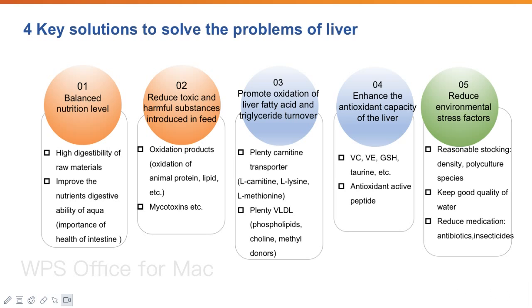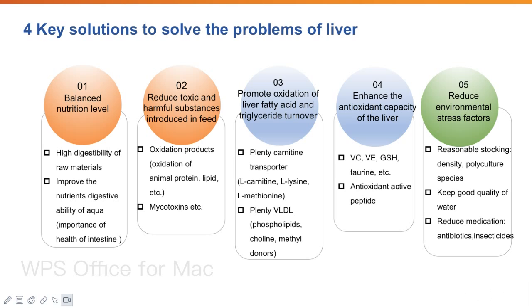The second is to strictly control the quality of the raw material and reduce the introduction of toxical and harmful substances into the feed, such as reducing the oxidation of animal protein and lipid to minimize the bad factor like the various anti-nutritional factors brought by the protein source, and strictly control the mycotoxins of raw materials. The third is to improve the oxidation of fat acid and the transfer of triglycerides, reducing the risk of fatty liver.